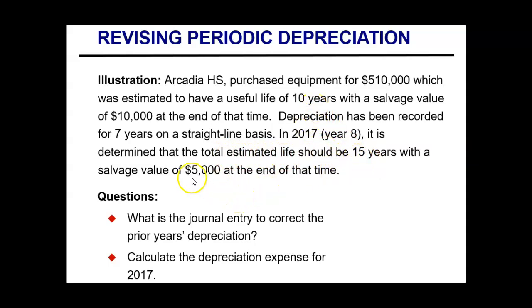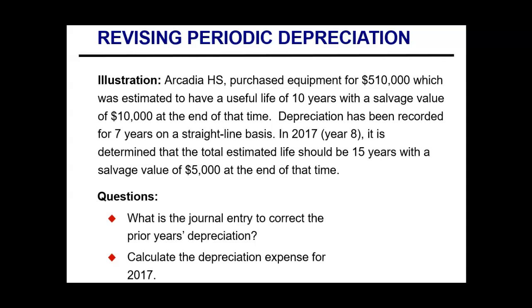And the salvage value should be $5,000 rather than $10,000. So at the beginning of year 8 or in year 8, we're going to make revisions to the amount of our depreciation. Question 1 said, what is the correct entry to the prior depreciation? So before the changes are made, what would be the amount of the depreciation? So take your cost, $510,000, minus your salvage, $10,000.